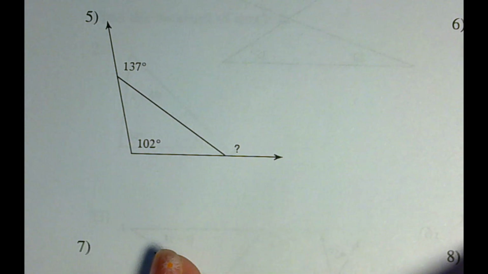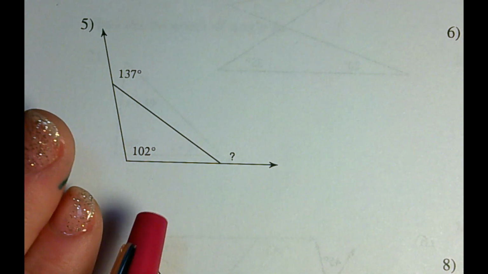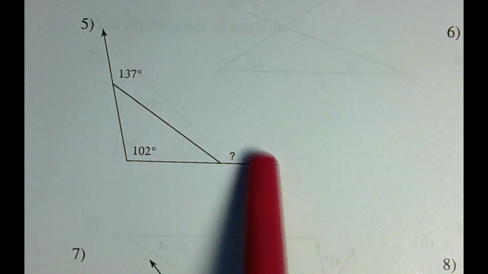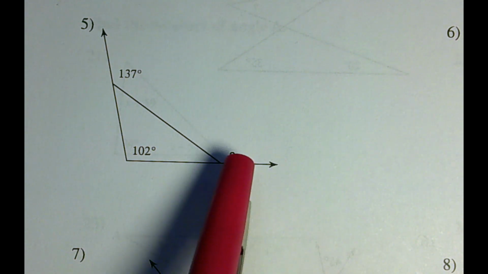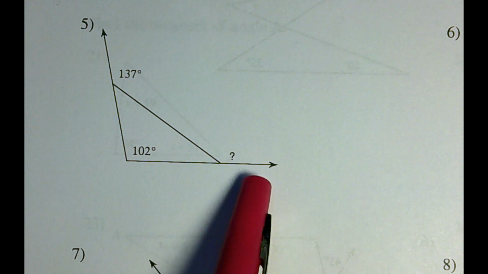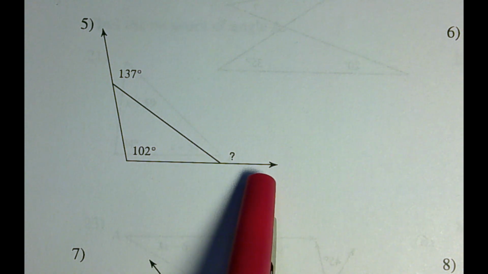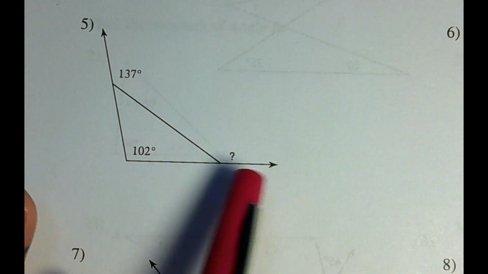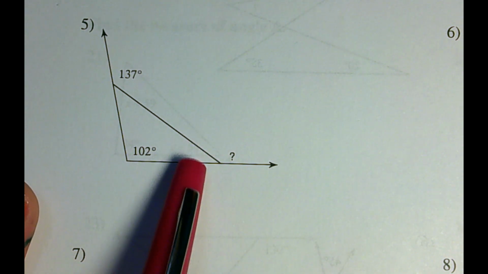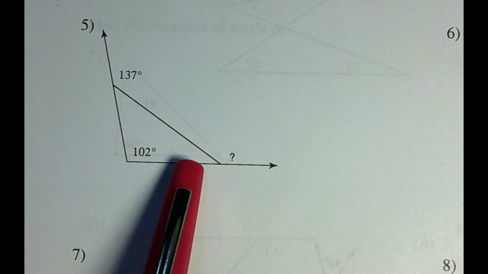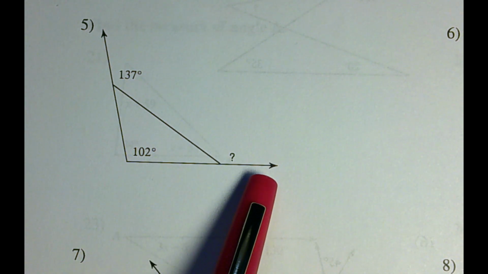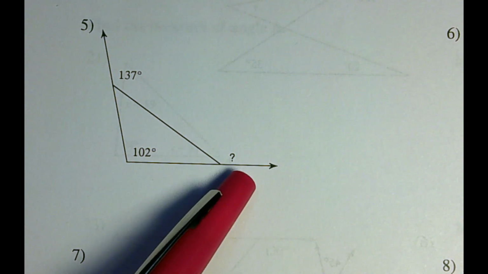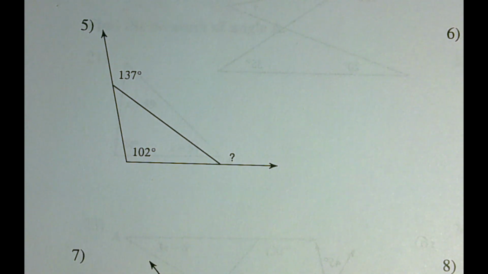So, on number 5, they want us to solve for this angle here with the question mark. But can I solve for that angle yet? Do I have anything that would get me to this angle? No. So here's what we do. Whenever we don't have an angle right next to it, adjacent to it, that can help us solve, that means we need to find something else first, okay? If I can't find my question mark right away, let's see what we can find.